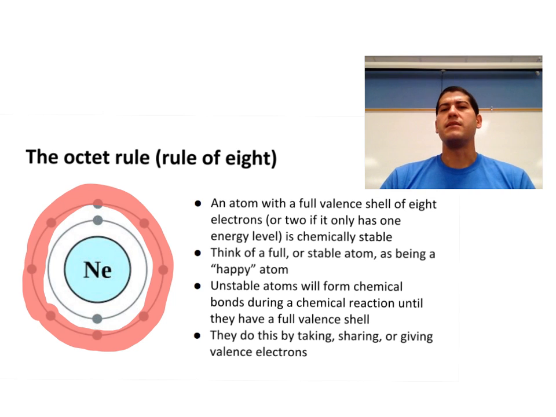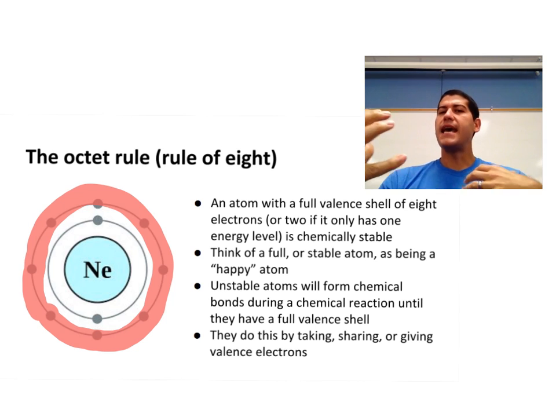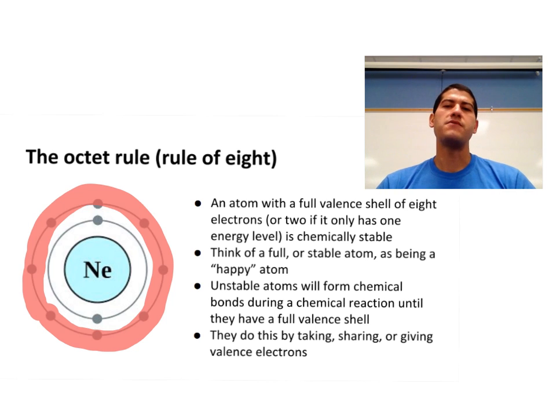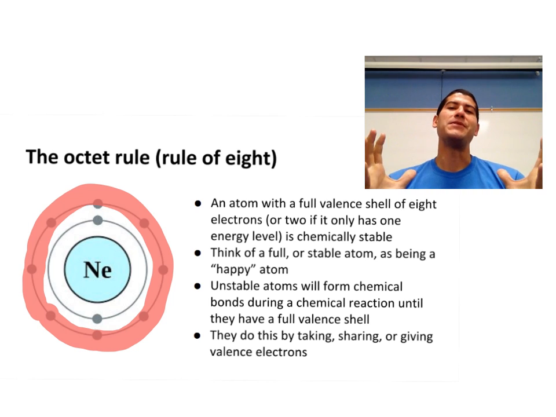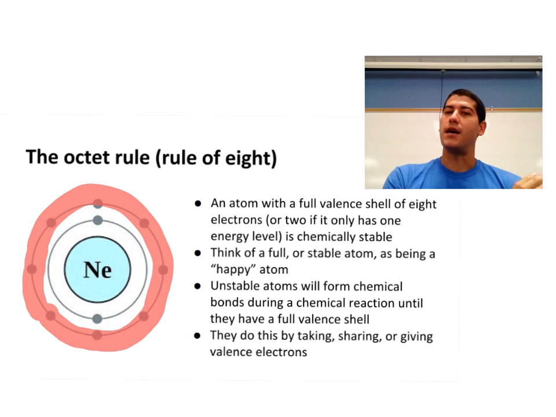It's incomplete. It's kind of like there are 8 parking spaces in the outermost energy level, but only 6 of them have cars parked in them. The octet rule says that oxygen will fill up those last 2 parking spots. It will take or share valence electrons from other atoms until its outer shell is full, just like neon. Oxygen wants to be happy too, and it has to form chemical bonds with other atoms to get there.